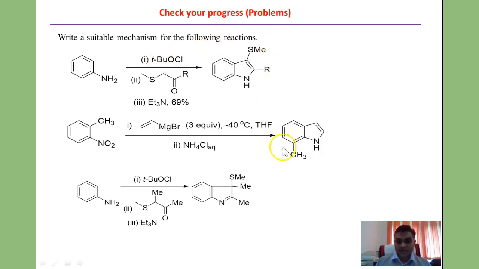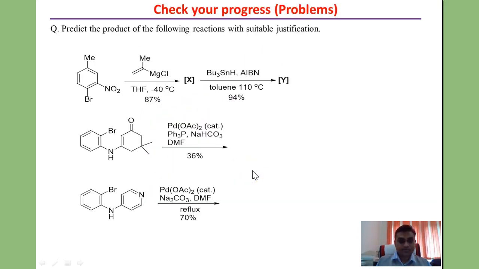Students should undertake some practice of writing the reaction mechanism. Here is a mechanism of the Gassman indole synthesis. Then this is a Bartoli indole synthesis. This is also the Gassman indole synthesis. Its details are already discussed in the previous slides, and therefore students should try to write down the mechanism of these reactions at home.